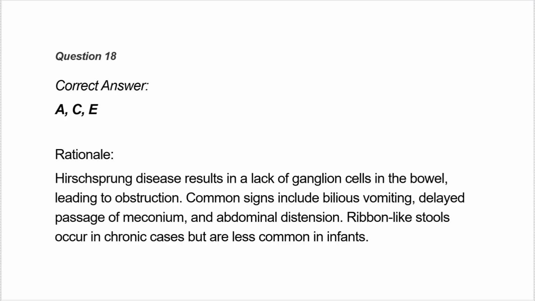Rationale: Hirschsprung disease results in a lack of ganglion cells in the bowel, leading to obstruction. Common signs include bilious vomiting, delayed passage of meconium, and abdominal distension. Ribbon-like stools occur in chronic cases but are less common in infants.